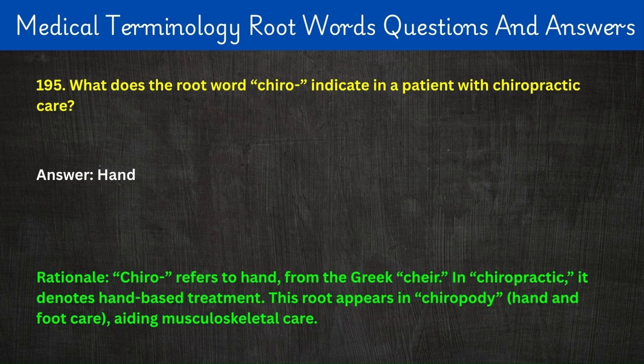195. What does the root word chiro- indicate in a patient with chiropractic care? Answer: hand rationale. Chiro- refers to hand, from the Greek chair. In chiropractic, it denotes hand-based treatment. This root appears in chiropody, hand and foot care, aiding musculoskeletal care.